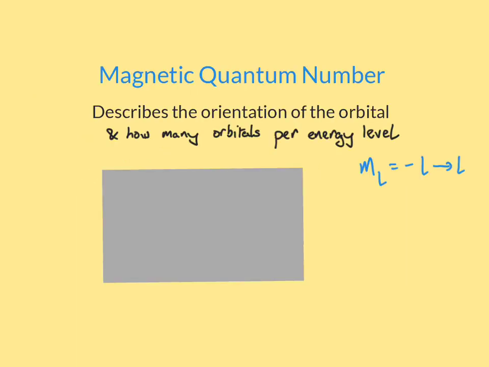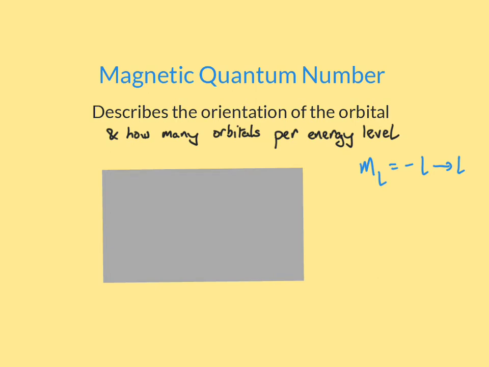The next quantum number, shown by ML, describes how the orbital is oriented in space and how many orbitals there are per sublevel. As we move up the atom, the variety of sublevels where electrons can be found increases, and the orbitals in these increase too. So ML can have values from negative L to positive L, as shown here on screen.